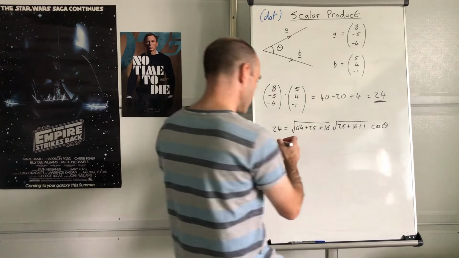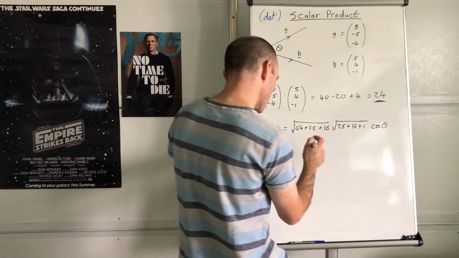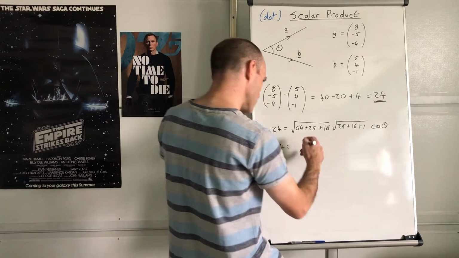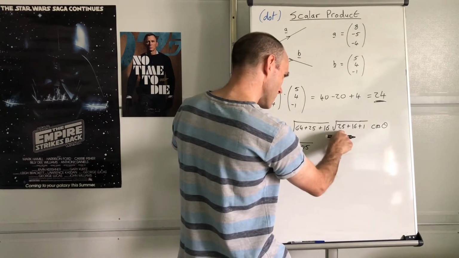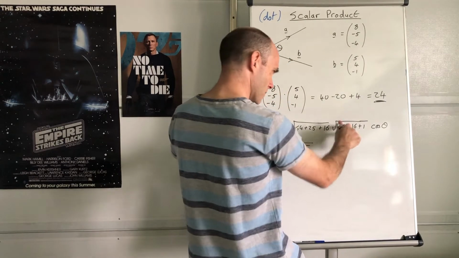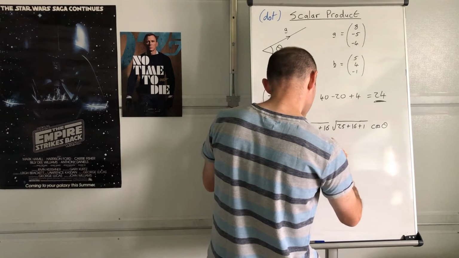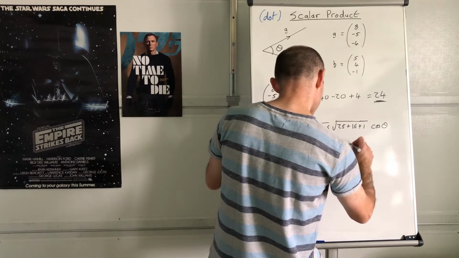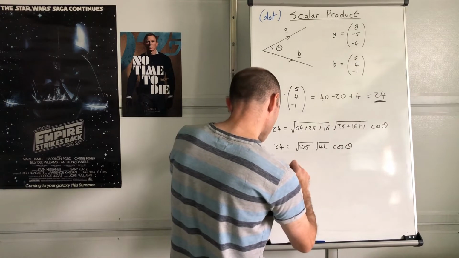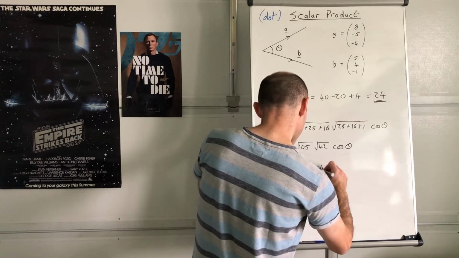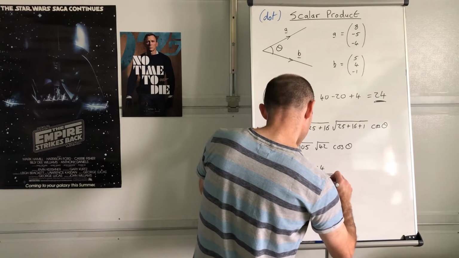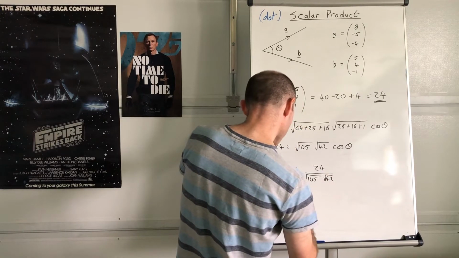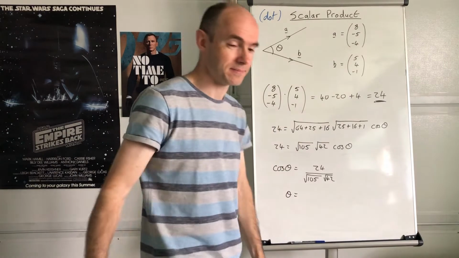Let's simplify this a little bit. So we're going to have 64, 89, 105, root 105, and then here it's going to be 25, 41, 42, root 42. Just make cos theta the subject. That's going to be 24 over root 105 root 42, and then work out the value of theta. That's it.